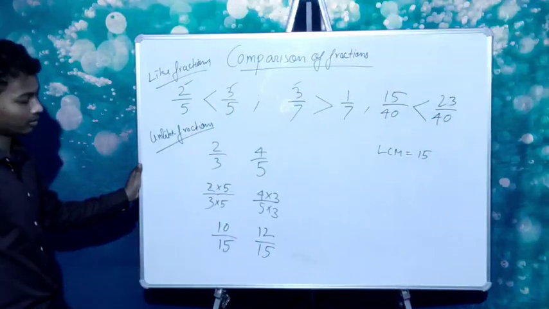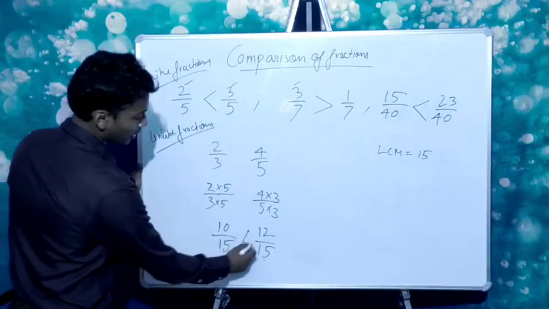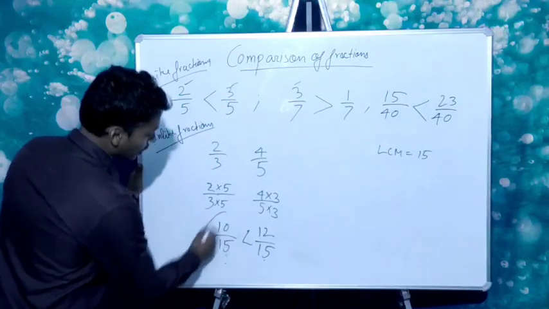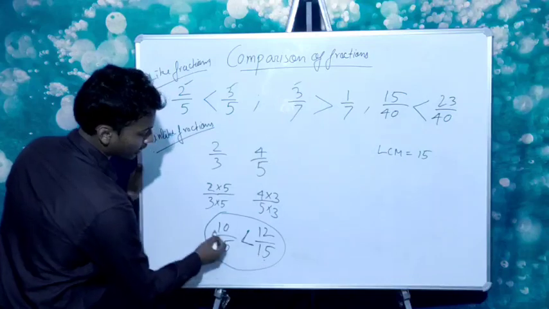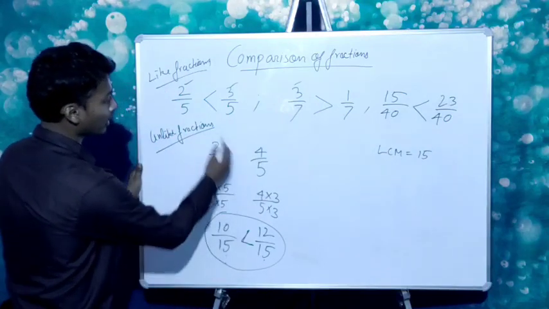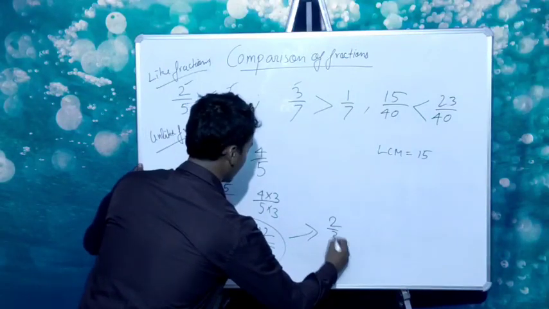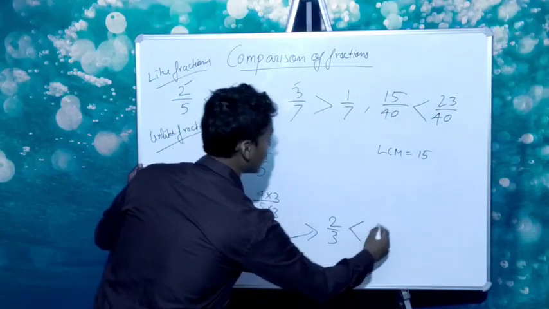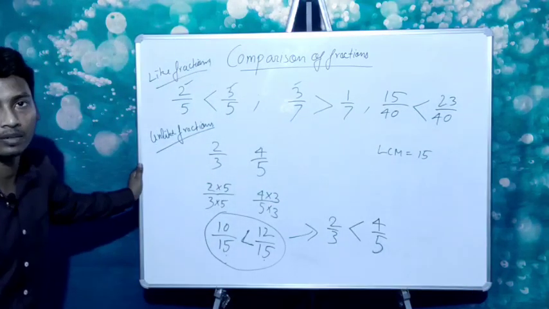So which one is greater? Obviously 12 by 15 when you see the denominators are same, right? So you will write the original fraction. So you have found out that 12 by 15 is greater than 10 by 15, but you have to write the original fraction. So what is the original fraction? 2 by 3, right? So 2 by 3 is less than 4 by 5, or we can say 4 by 5 is greater than 2 by 3.